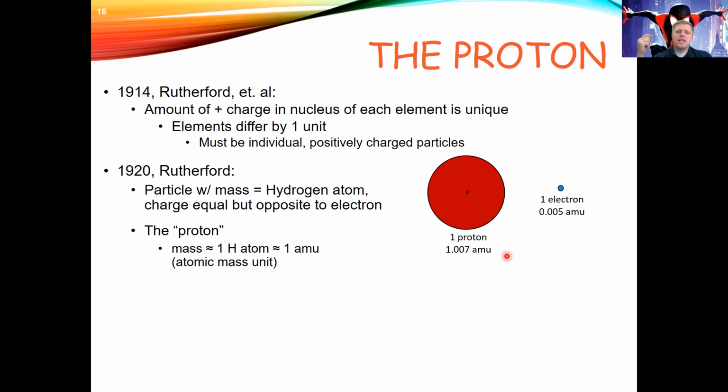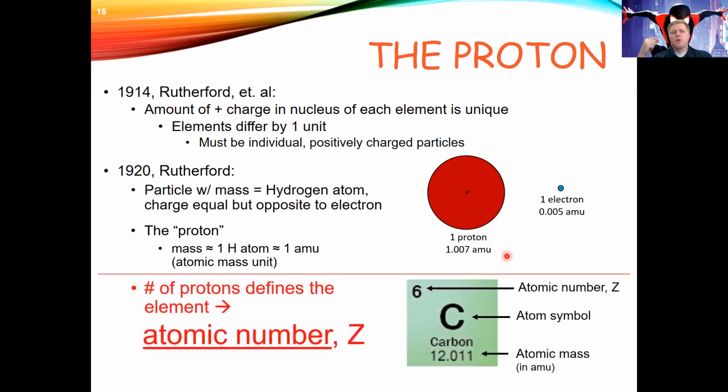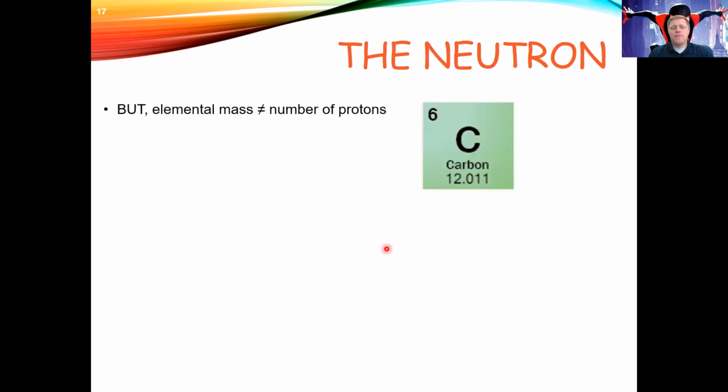And so now we can say that what defines an element is how many positive charges are in the nucleus. So the atomic number now becomes a thing, what we refer to as Z. The atomic number is generally listed on all periodic tables, and it lists how many protons are in that element. But there's still some stuff that's missing. For example, the elemental mass doesn't seem to correspond, at least not directly, to the number of protons in an element.